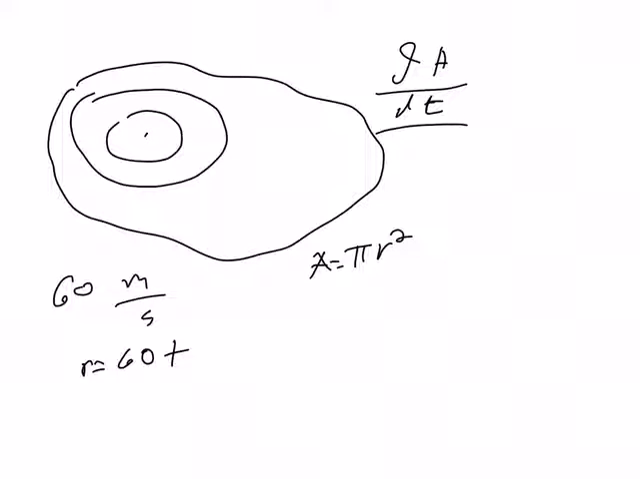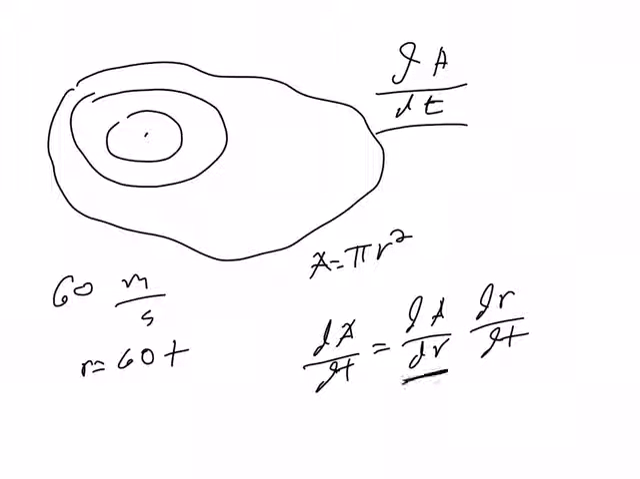So we can write the change in the area over the change in time. Well, that, by the chain rule, is going to give us the change in the area over the change in r times the change in r over the change in time. And this we know, because that's easy. The change in area over the change in r is just going to be 2 pi r. So we already have the first part.